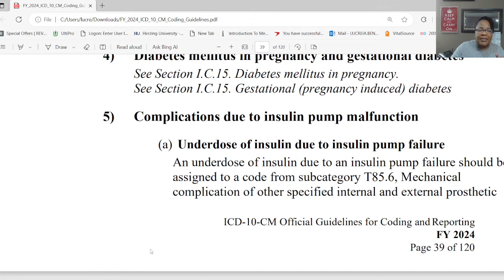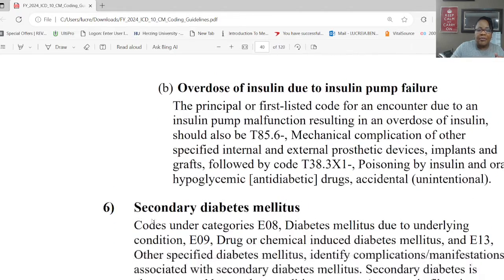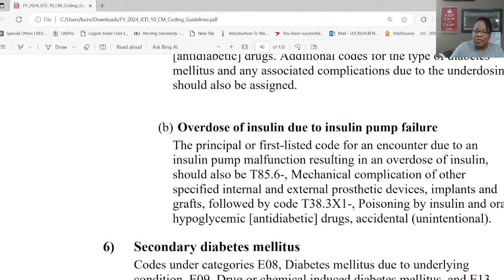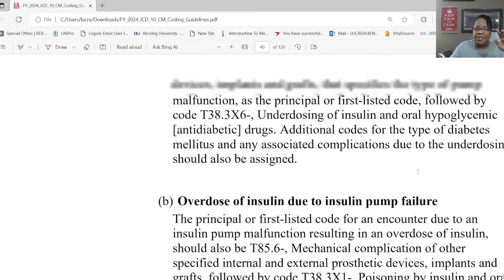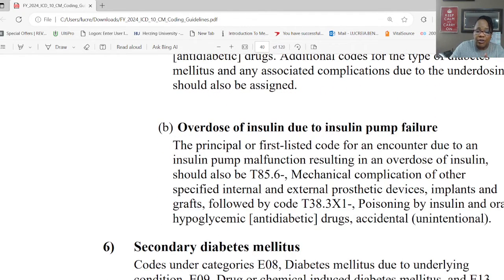And then let's go to 6, secondary. Well, okay, now there's a B, the principal or first listed code for an encounter due to an insulin pump malfunction resulting in an overdose. Now notice up here it was an underdose. If it results in an overdose of insulin, you should be using T85.6 for the mechanical complication of other specified internal and external prosthetic devices, implants, and grafts, followed by T38.3X1 for poisoning by insulin and oral hypoglycemic anti-diabetic drugs, accidental, unintentional. So notice you're going to use that poisoning for the overdose.